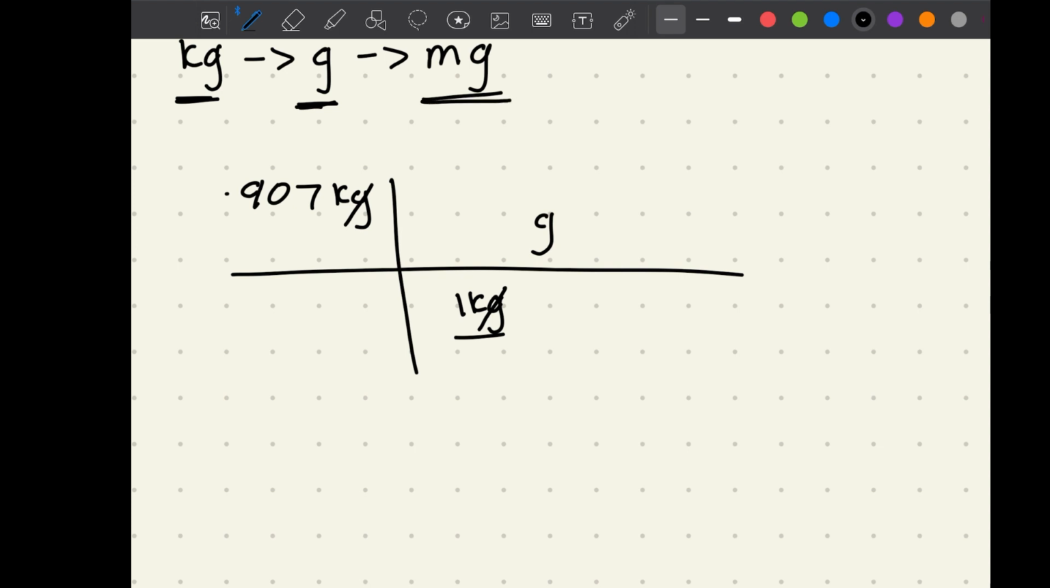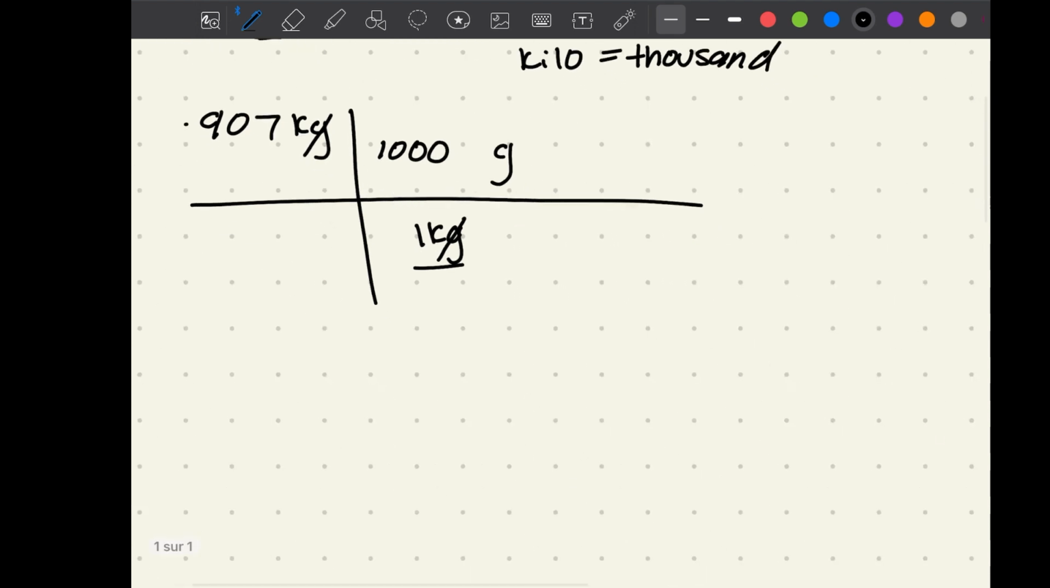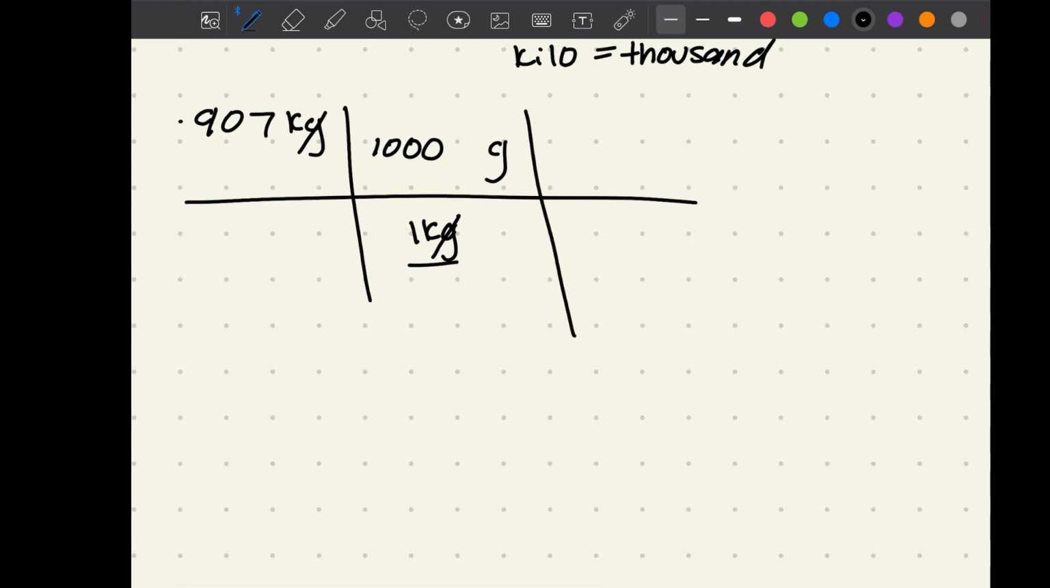So there are 1,000 grams in 1 kilogram, as the word kilo means 1,000. So now we want to go from grams to milligrams. So we will write milligrams at the top and grams at the bottom. So when these two cancel out, we end up with the answer that's in milligrams.